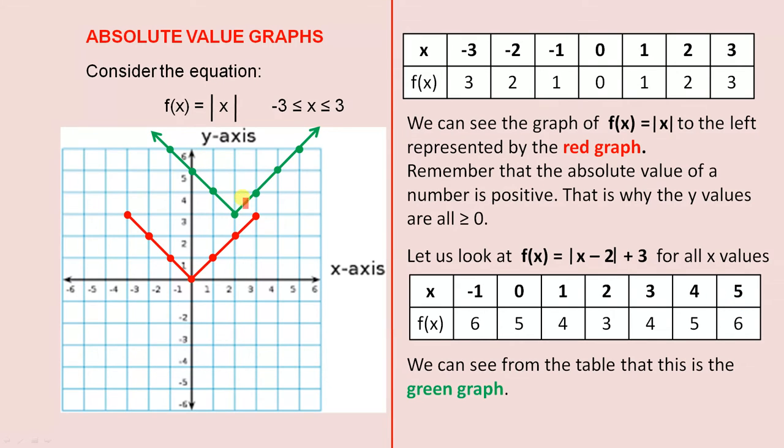They have been plotted on the number plane, and you join them together, and notice the arrows are going in each direction infinitely because it's for all x values. That's why we have arrows on the end of each line there. We can see from the table that this is the green graph.